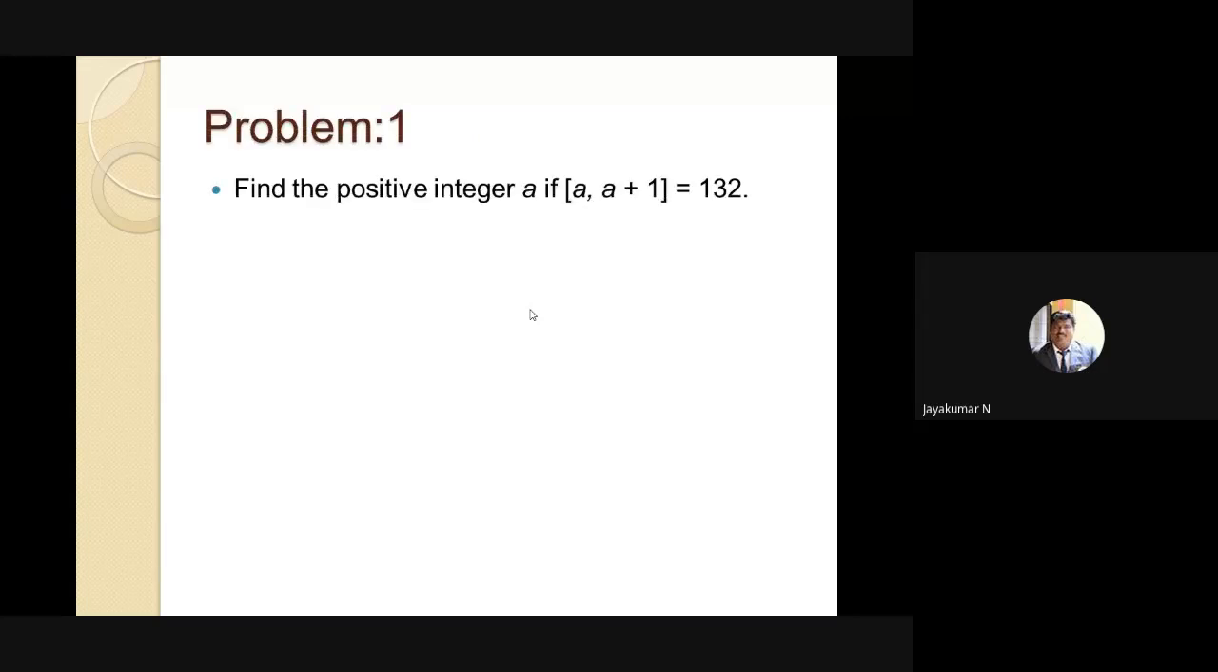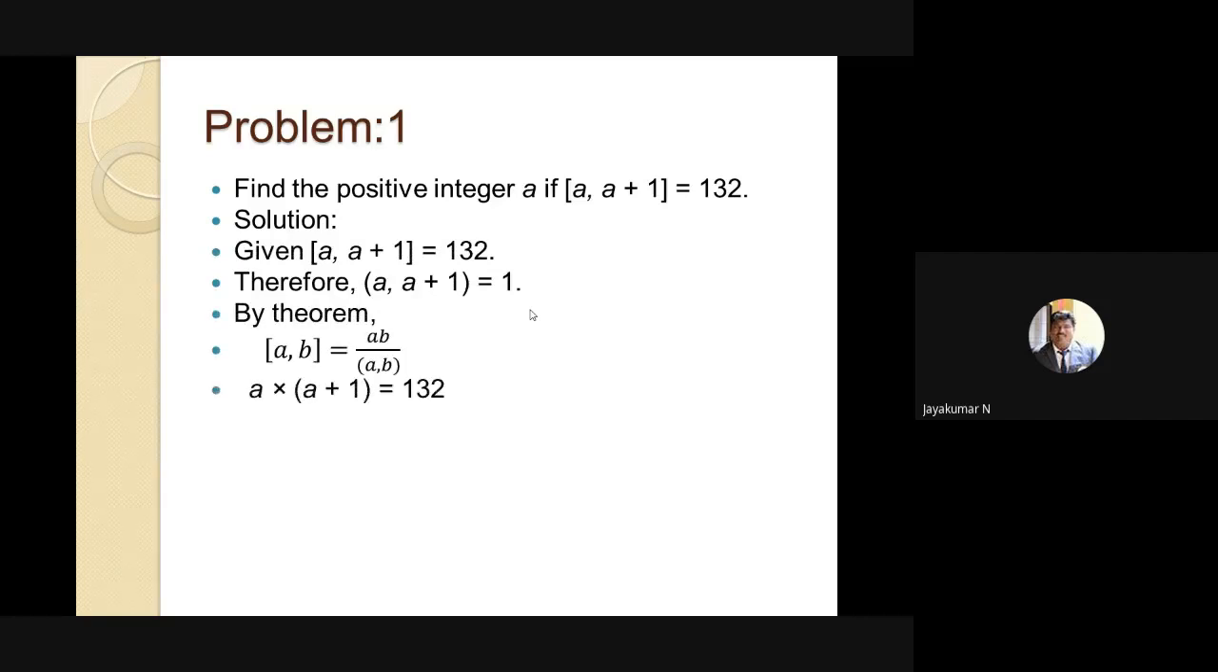Then problem 1. Given that the LCM of two numbers is 132, you have to find the unknown a. Easily you can find it, because the only thing you have to remember is that the GCD of two consecutive positive integers is definitely 1. If you know this, then only you can solve this problem. Otherwise, we can't.